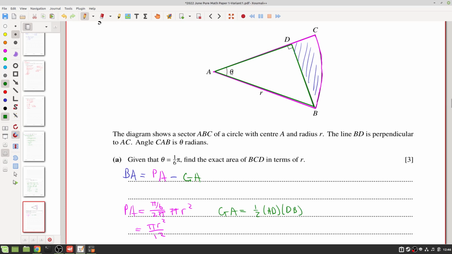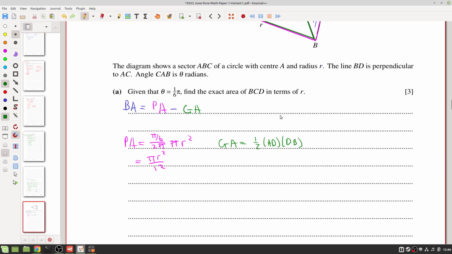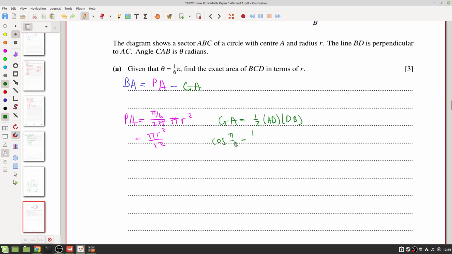So this angle is pi over 6. So cos of pi over 6 equals adjacent over hypotenuse, which is AD over r. Times by r, so AD is r cos pi over 6. And cos pi over 6, we know, is root 3 over 2. So r times root 3 over 2, so AD equals root 3 over 2 r.